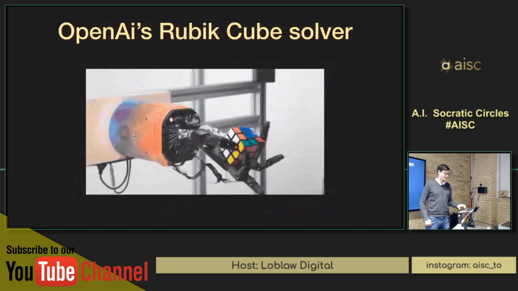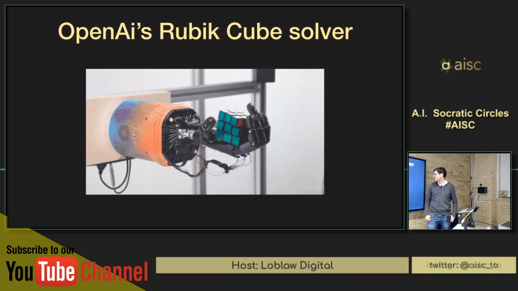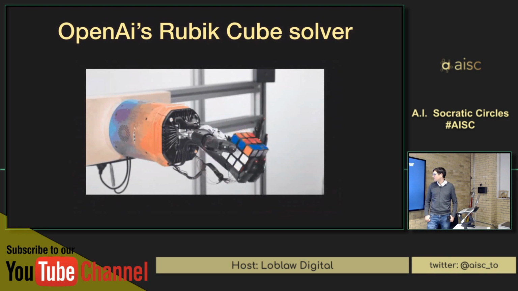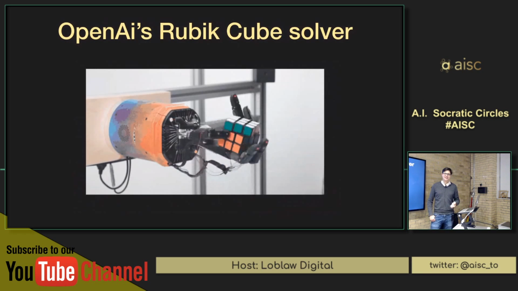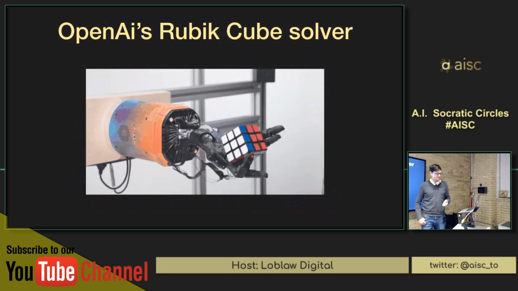What we want to talk about is this one from OpenAI. As you can see, there's a big difference between this and the other machine. The OpenAI one is a fully autonomous hand, and it can perform the actions, or simulates a human hand, solving the cube one-handedly.